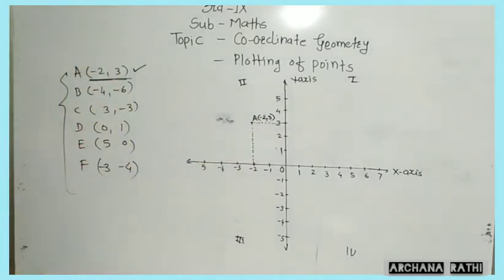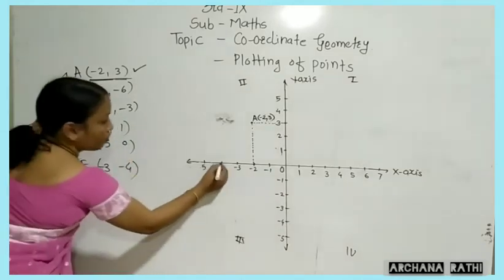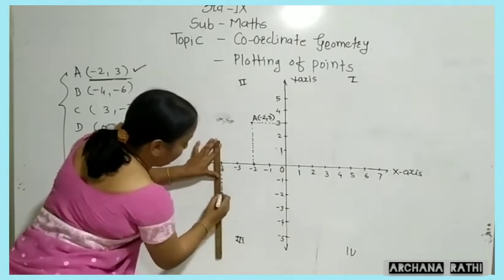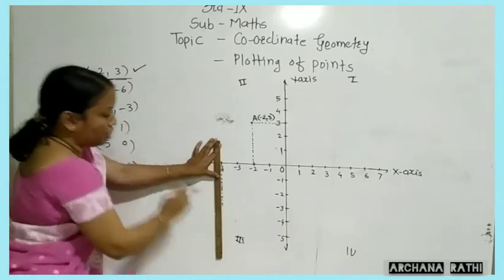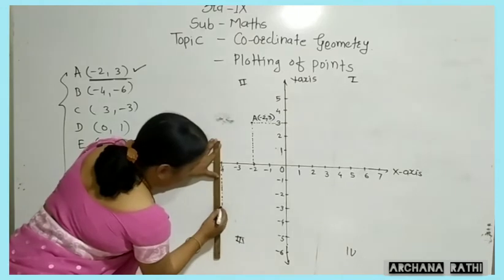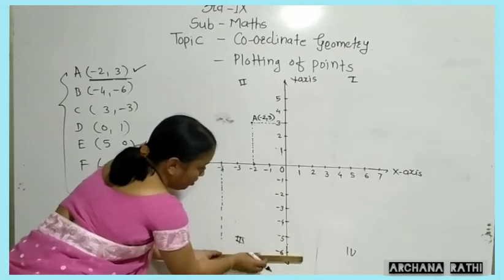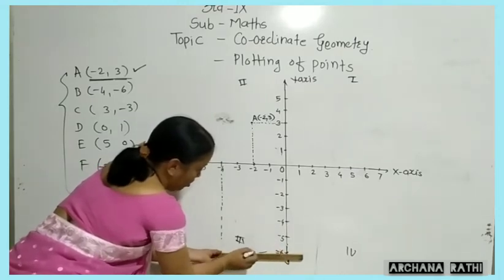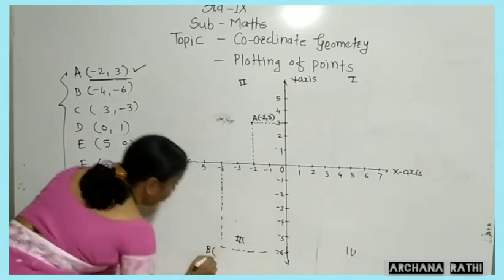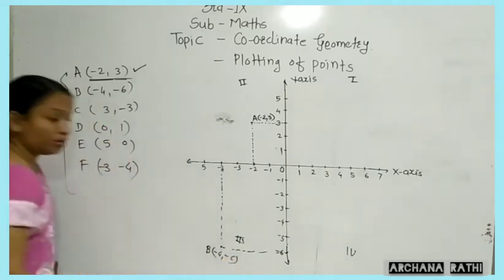Now (-4, -6). In which quadrant? Obviously the third one. First -4. From -4 you just take the perpendicular distance. On graph paper it is very easy. Up to where? -6. I will draw -6. After that, from the y-axis, take -6. So you will get this point here. The point name is B. What are the coordinates? (-4, -6).